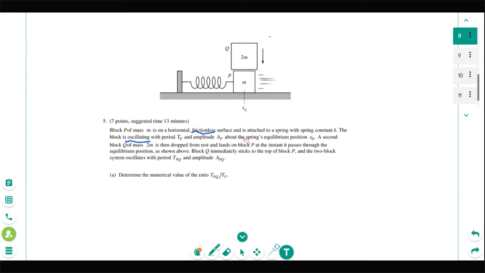The block sticks to the top of block P, and then it oscillates. All right. Topics for this one. I think there's probably 4 that you can think of off the top of your head. Yeah, so we're talking about springs. So this is probably some sort of spring, simple harmonic motion sort of stuff. This might also be springs with energy, depending what's going on. Yep. Springs, energy. What else?